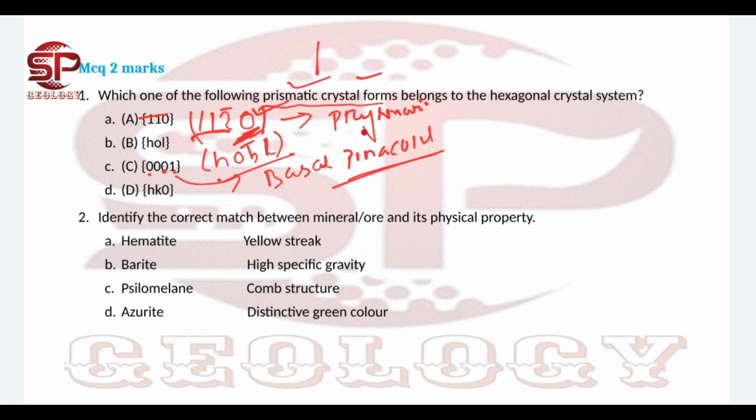Then identify the correct match between mineral and its physical property. Hematite will show cherry red streak, it will be incorrect. Barite, it is high specific gravity, it is correct. Phlogopite, it doesn't show a common association with the economic mineral. Azurite, it is blue color, it is not green color. Malachite is green color, azurite is blue color. Answer will be B, barite.